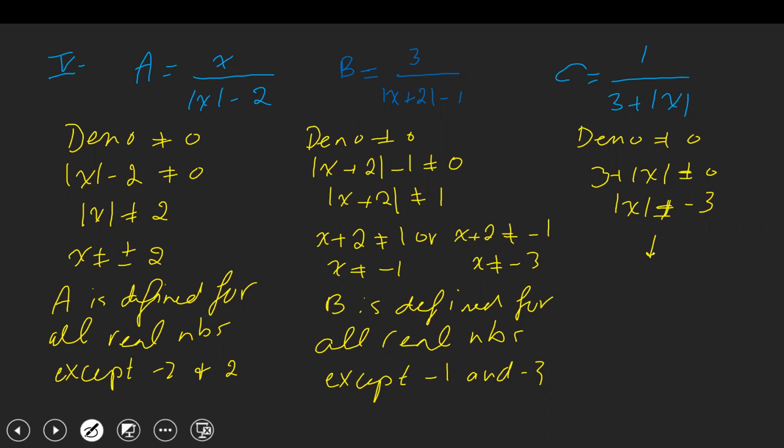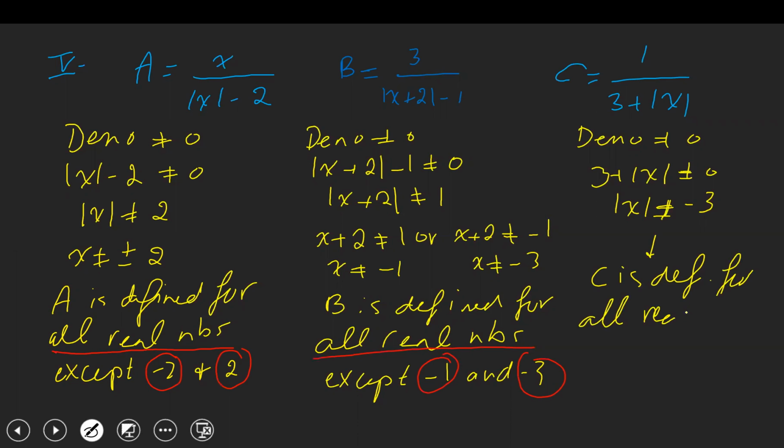There is no specific x that is forbidden. In the first example it was forbidden to choose two numbers, minus 2 and 2, so we can choose all real numbers except minus 2 and 2. In the second one we had all real numbers except minus 1 and minus 3. In this one we say C is defined for all real numbers without exception. There is no exception for anyone, because we did not get x different from some value. We have absolute x different from minus 3. This is true always. There is no need to make an exception for anyone. So C is defined for all real numbers.